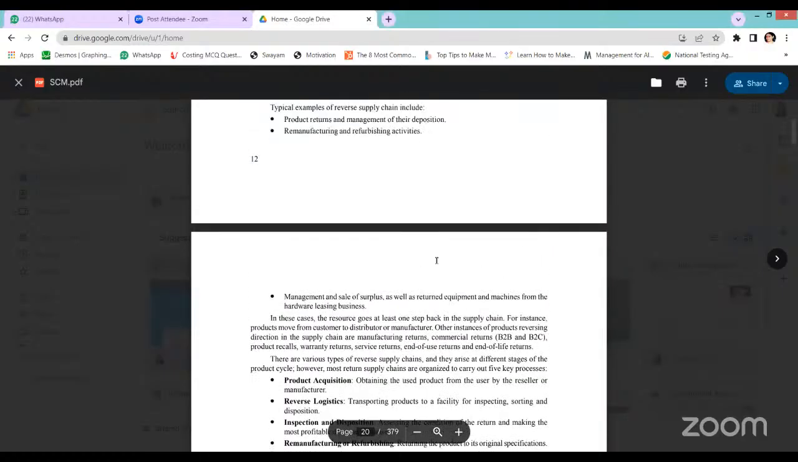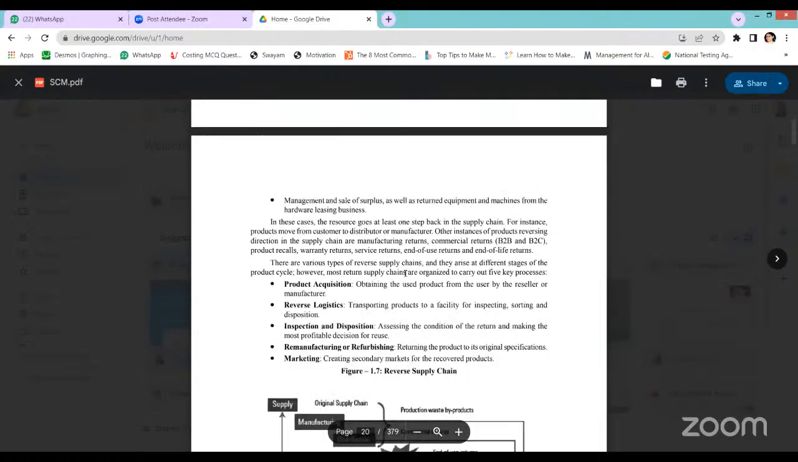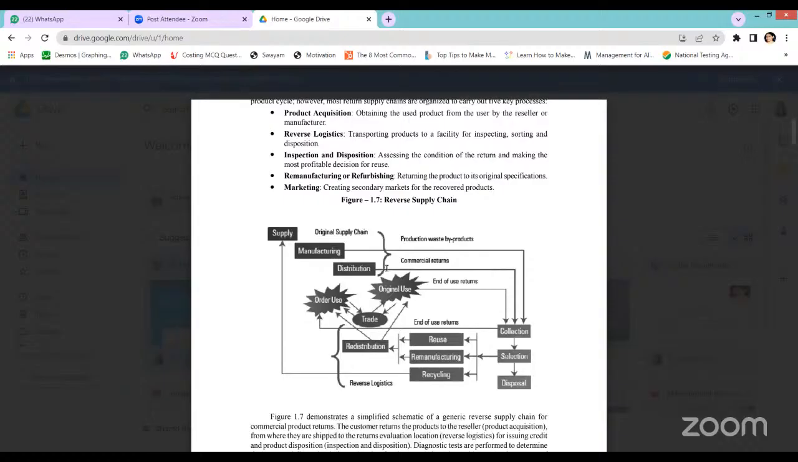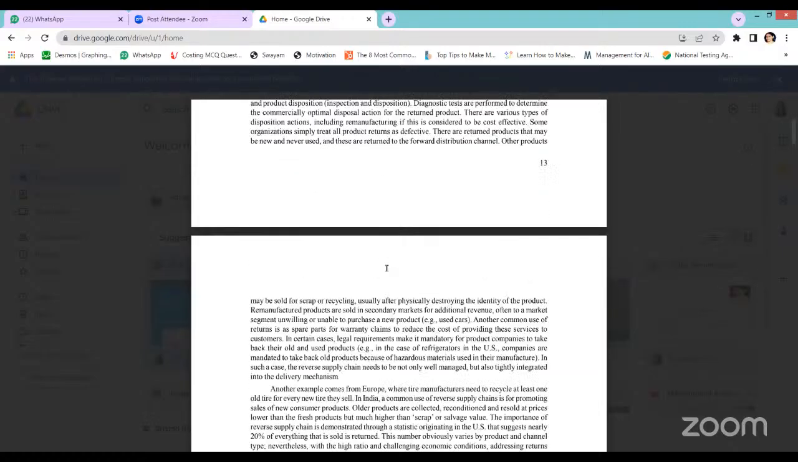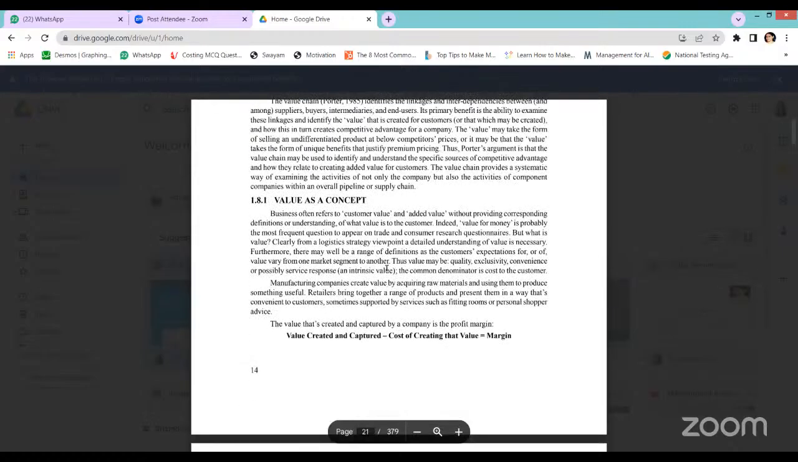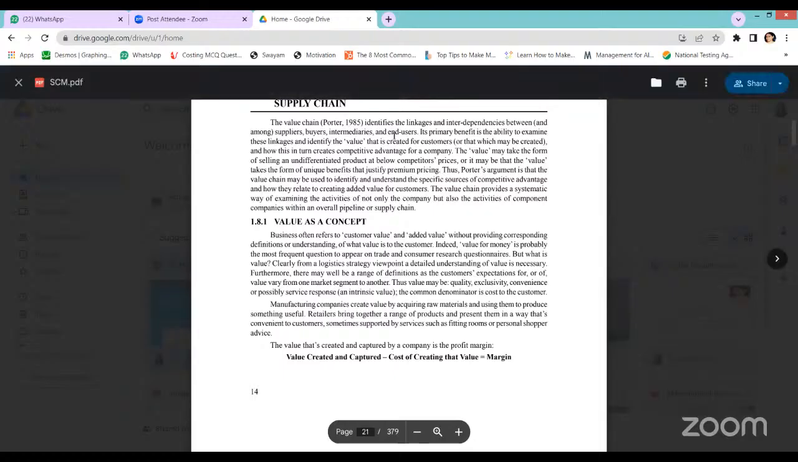So supply chain management is this. In the first class, we discussed what supply chain management is, what its objectives and functions are, and also what reverse supply chain is. So let us see the value concept. The value chain identifies the linkage and data. Under this, one more important topic in the first unit is the value chain concept.